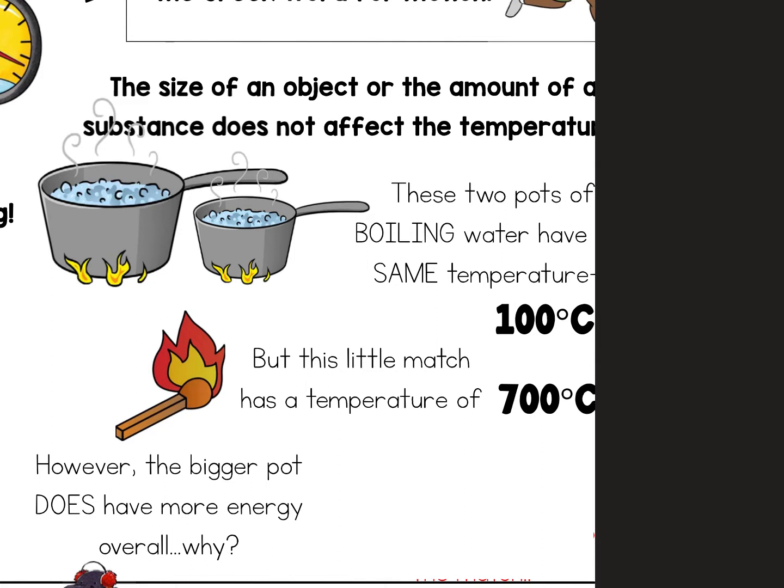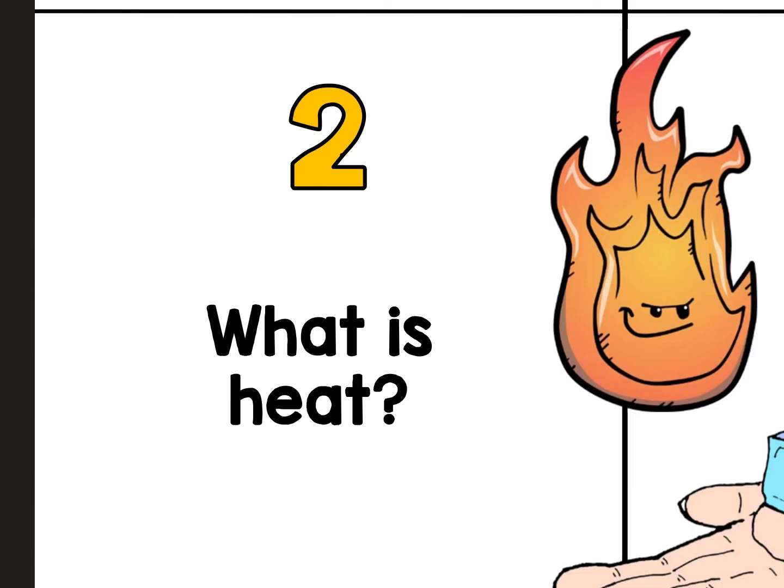Now, despite the temperature of the two pots being the same, the bigger pot actually does have more energy overall. Can you guess why? It's because the big pot has more molecules. Remember, temperature is a measure of the average amount of energy of the particles inside of a substance. So, for any two things at the same temperature, the one with the bigger amount of molecules is going to have more energy. Now, let's look at our second topic.